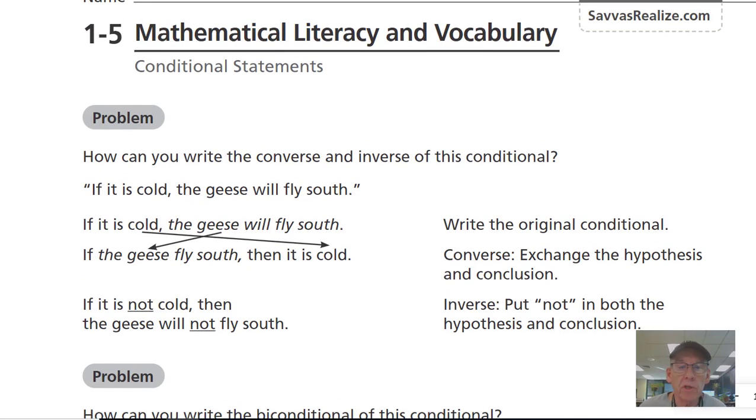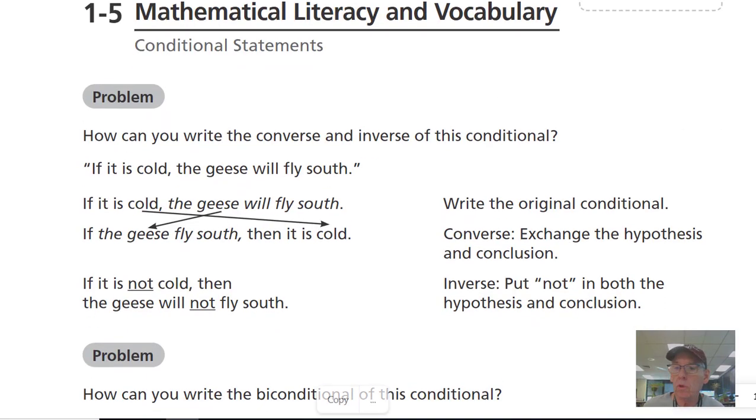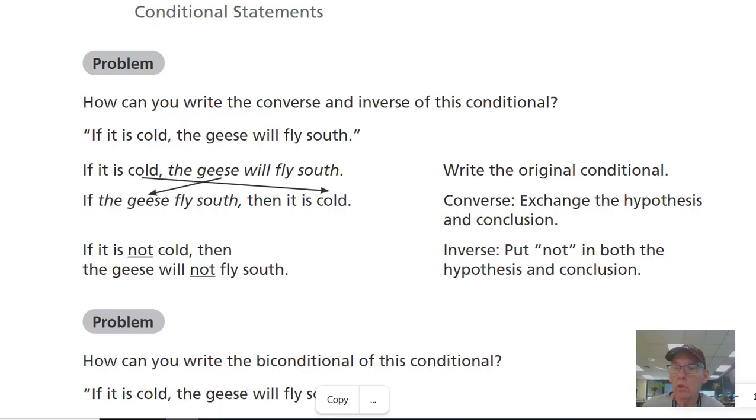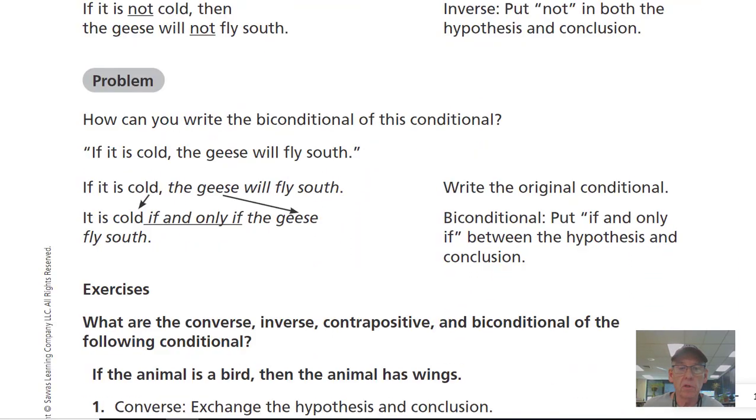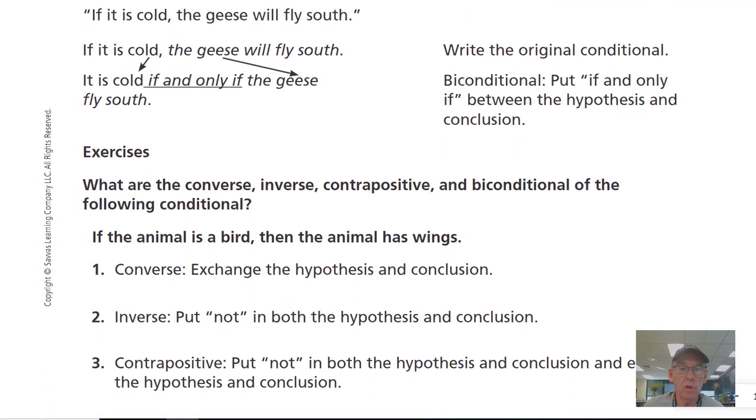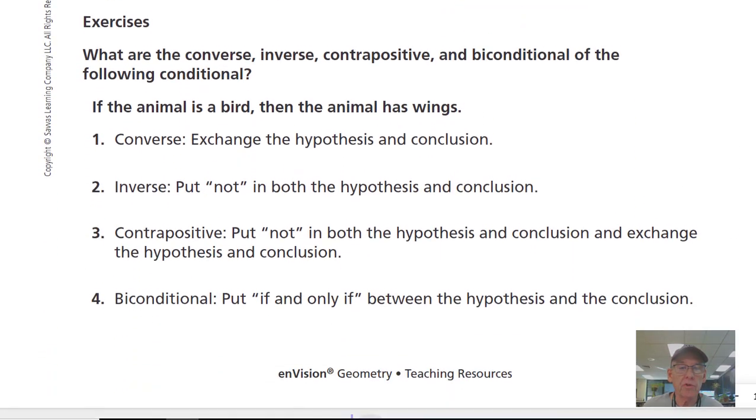Okay, this video accompanies the 1.5 unit on conditional statements. This is the mathematical literacy and vocabulary. Let's take a look at these. Basically, on these, we want to be able to write the different forms with what they give us. So we've got these examples. Let's look at the exercises.